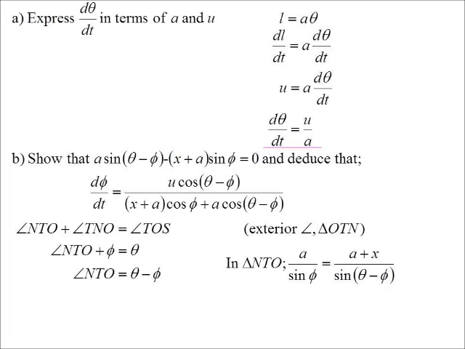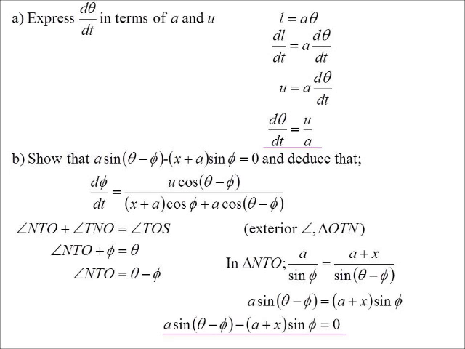Now have a look at triangle NTO. What we're basically now doing is simply the sine rule. It just looks a bit different. So if you look at NTO, a over sin φ is (a + x) over sin(θ − φ). Well, all we've now got to do is cross multiply, move everything to one side, and we've got the expression that they want. So it looked quite terrible, but really it was just applying the sine rule to the triangle. It's the next bit that becomes interesting, finding dφ/dt.